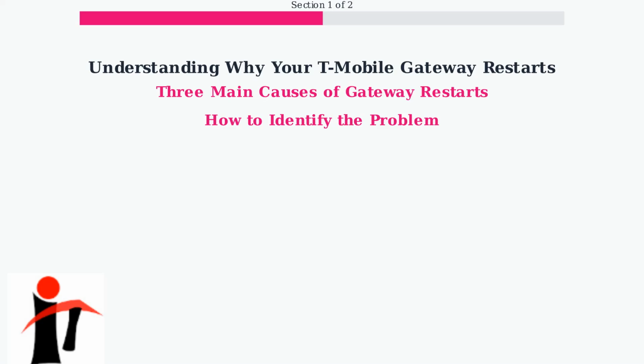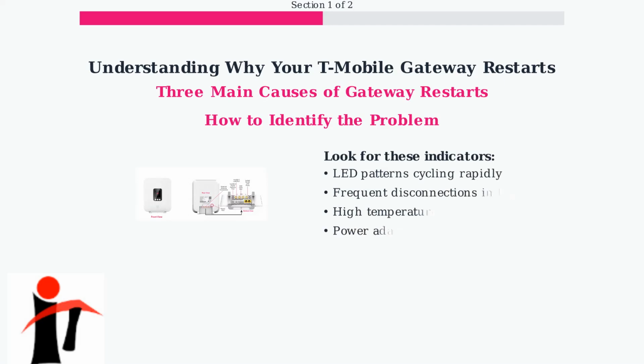There are several diagnostic indicators you can look for. Watch for LED patterns that cycle rapidly between colors, indicating restart loops. Check connection logs for frequent disconnection and reconnection events. Monitor the gateway's temperature if possible, and feel if the power adapter is getting unusually hot.